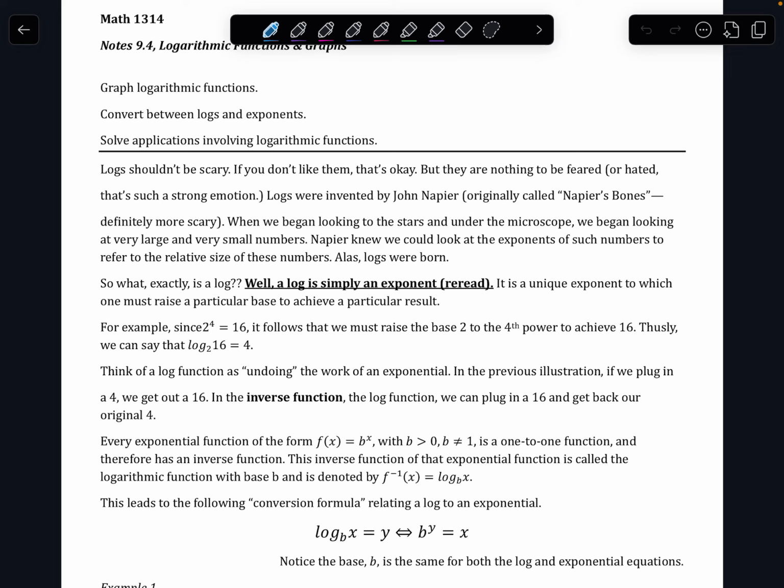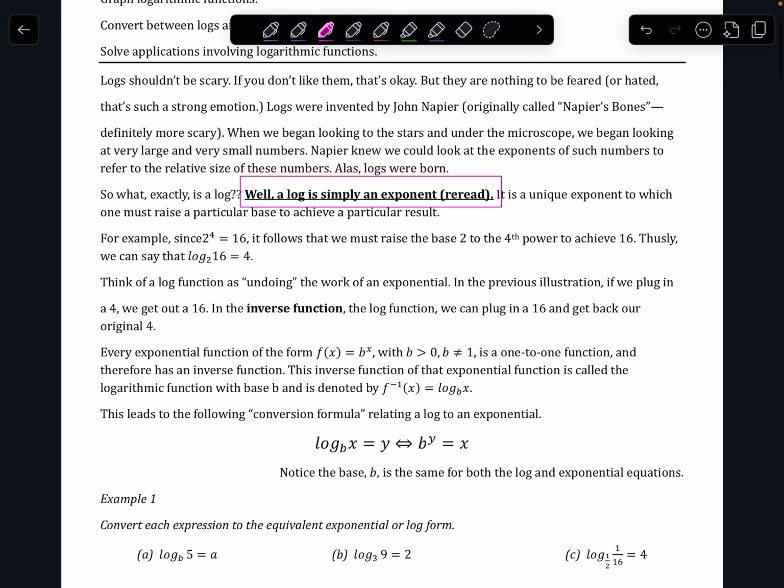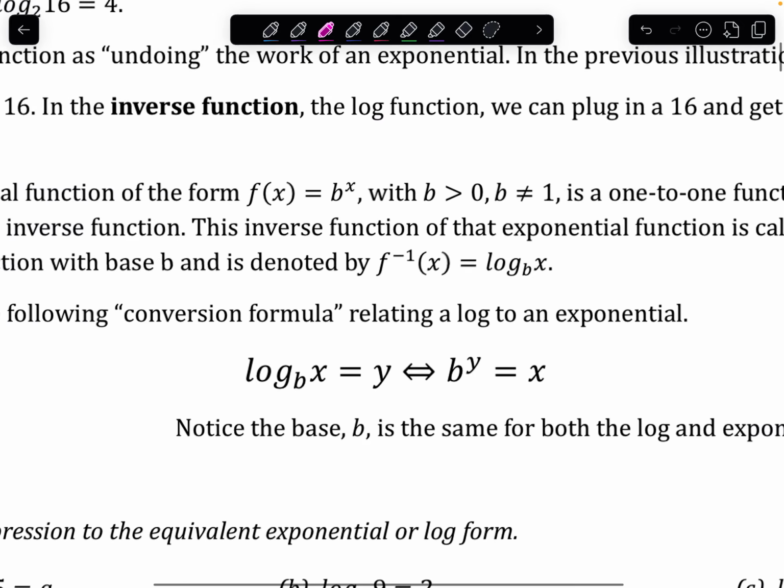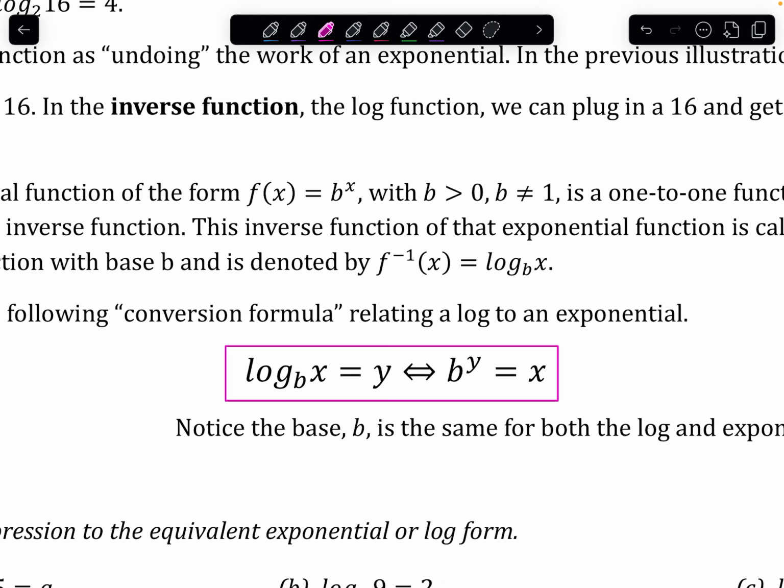Going over logs. The most important thing that you can understand about a logarithm is that a log is just an exponent. It's just a different way of writing an exponent, but anytime we deal with one and we're trying to solve one, we want to think about it as an exponent. So exponents and logs are inverses of each other. That's why a log is just an exponent, just a different form. Here is your conversion to get back and forth from a log over to an exponent.